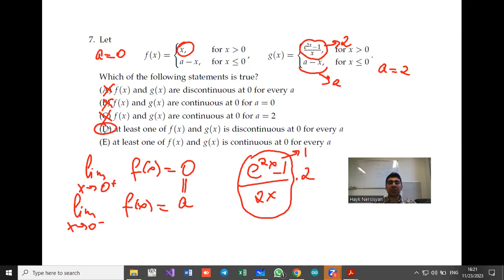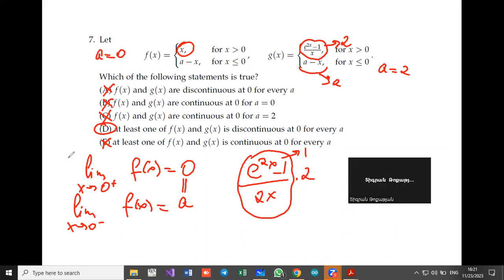And E says that at least one of f and g is continuous at 0 for every a. No. When a equals 725, both f and g will be discontinuous. So it remains just D to be the correct answer. Okay.